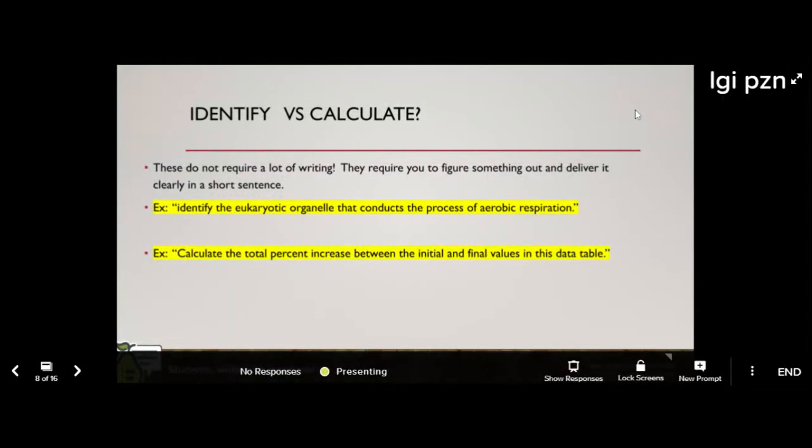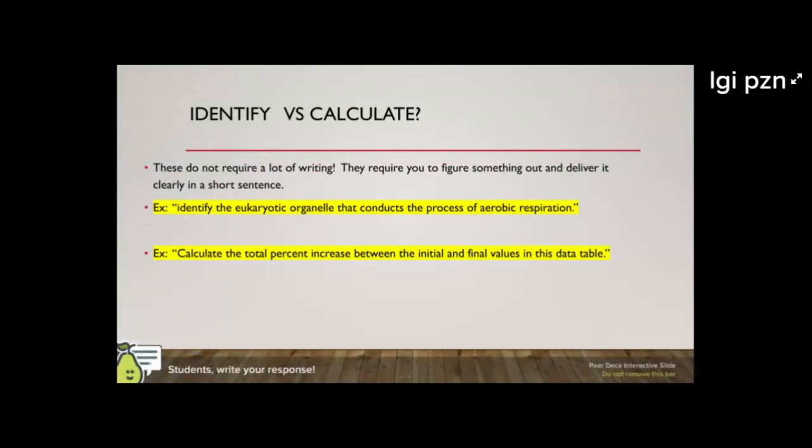Okay. Identify and calculate usually are the least amount of writing, right? For both identify or calculate, you would usually be writing just a single sentence that says, you know, the eukaryotic organelle that conducts the process of aerobic respiration is, and then blank, right? And calculation would involve, you probably just need to show your work. I would multiply this times this, and I would get this answer, and here's my units, right?